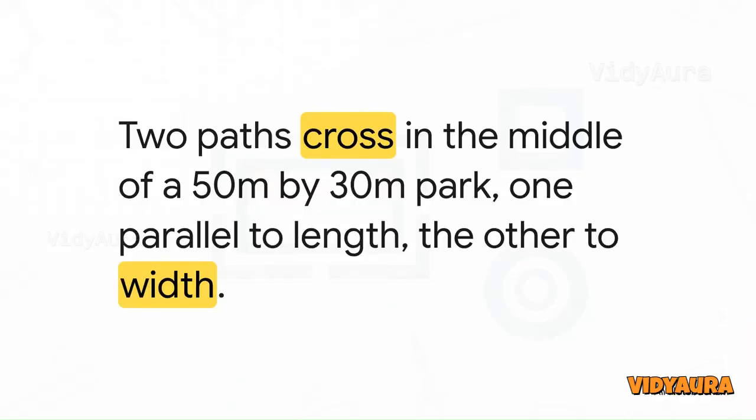So picture this. You've got a big rectangular park. There's a path running straight down the middle, north to south, and another one running east to west. They meet right in the center. The big question is, what's the total area of pavement?